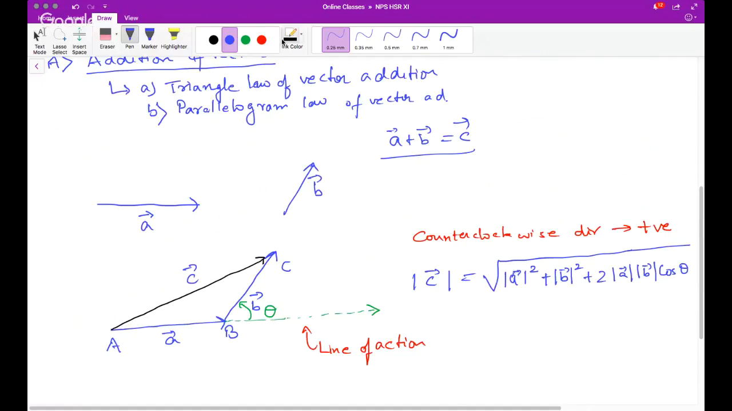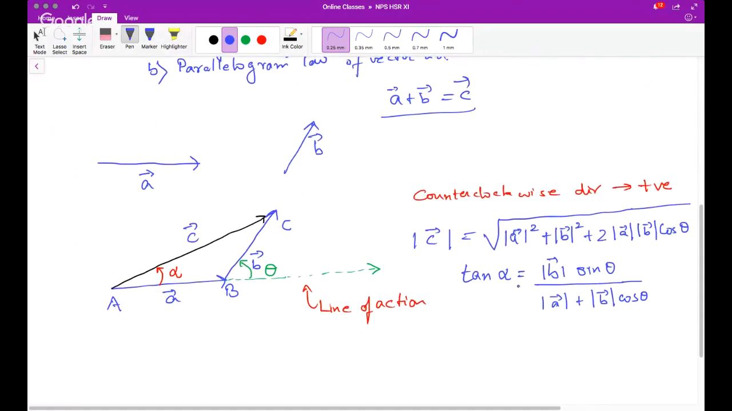And the direction: what is the direction C is making with respect to A? Let's say this angle is alpha. Then we know tan alpha is given by magnitude of B sine theta upon magnitude of A plus magnitude of B cos theta. These are the two relationships for the triangle law.